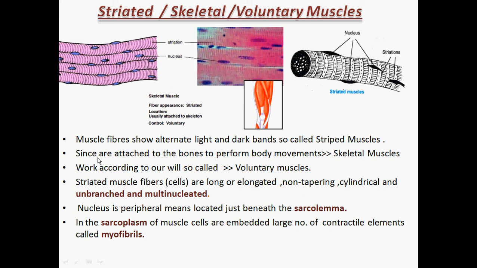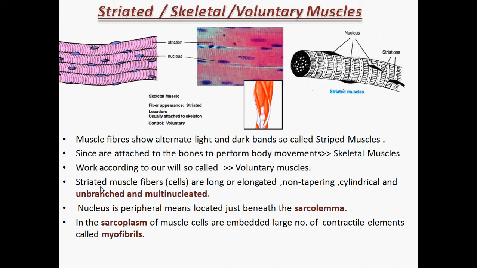Secondly, since they are attached to the bones to perform body movements, they are named the skeletal muscles, and they work according to our will. That is why they are named voluntary muscles, because we can walk, move our hands, move our biceps, triceps, and do any kind of movement. This is possible because of our own will. That is why they are named voluntary muscles.